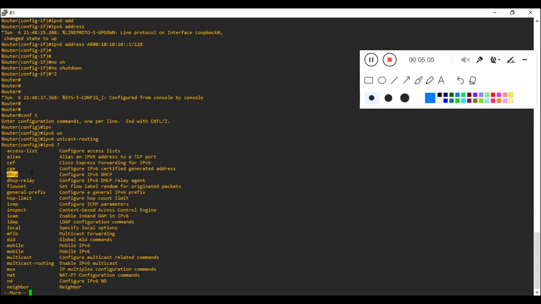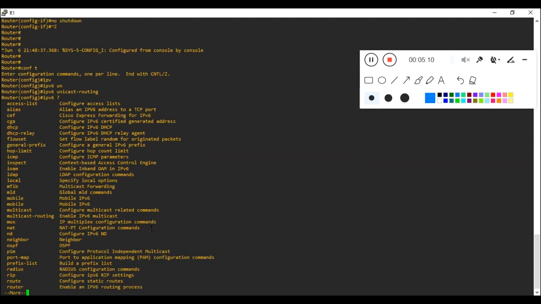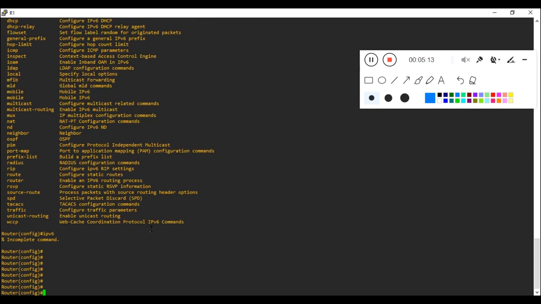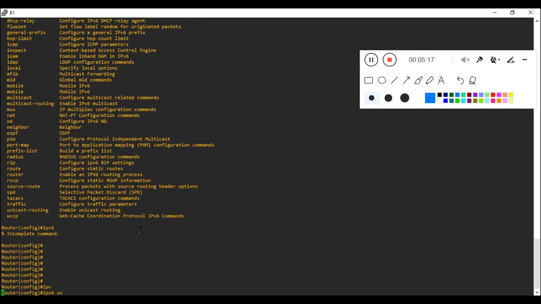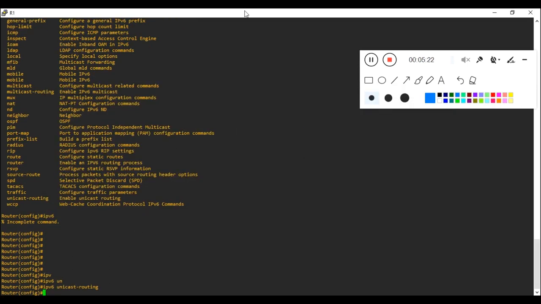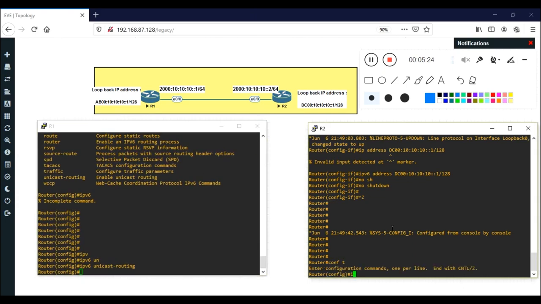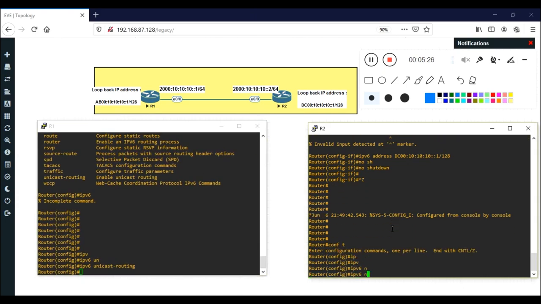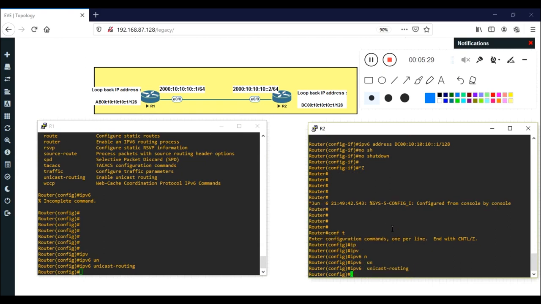Suppose that if you are using DHCP, what is DHCP? We'll give a little bit of description. So now you can see here unicast routing. Enable unicast routing, because whenever you are doing IPv6, it should be enabled on both routers. I configured it on the first router. Now I am going to configure it on the second router. So on both sides IPv6 unicast routing is enabled.